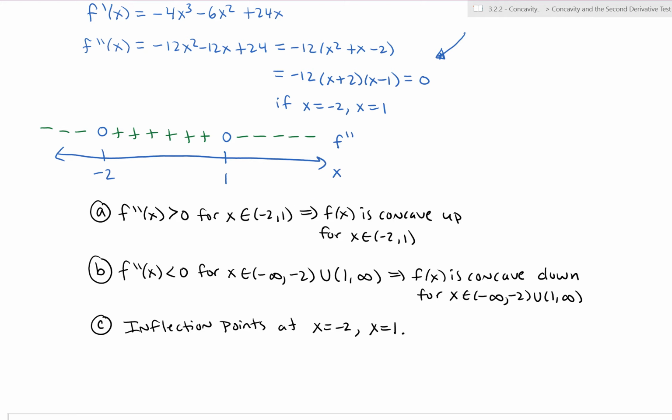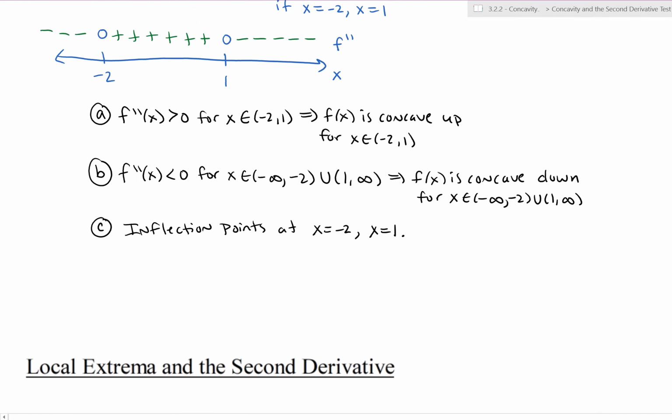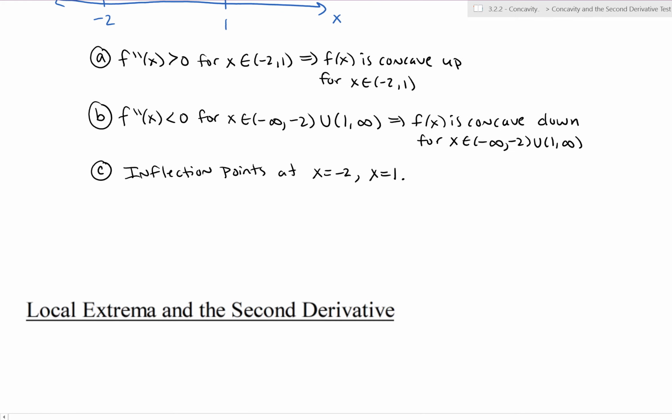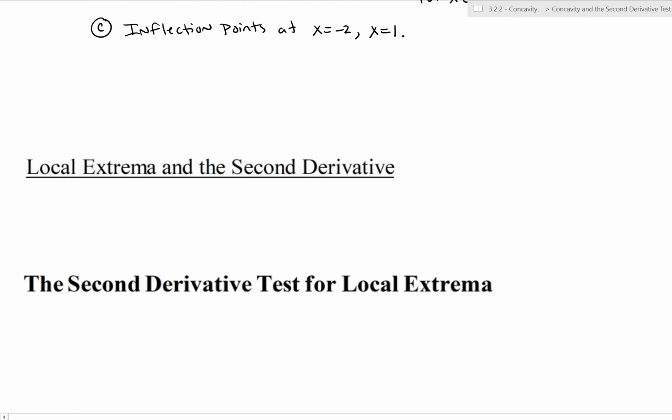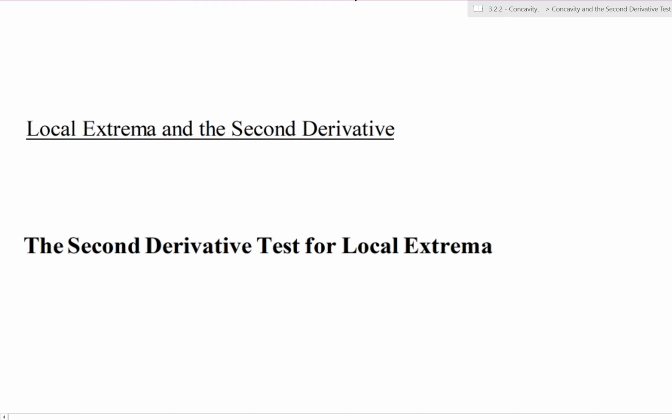Now, that's not it, because now we'd like to relate local extrema with the second derivative. Another way of using the second derivative to help us is what is referred to as the second derivative test. That just means we're using the actual second derivative to look for local extrema.